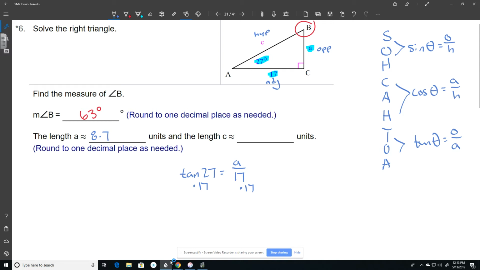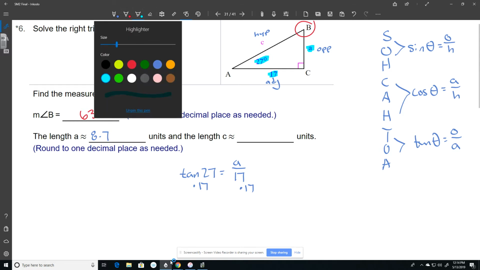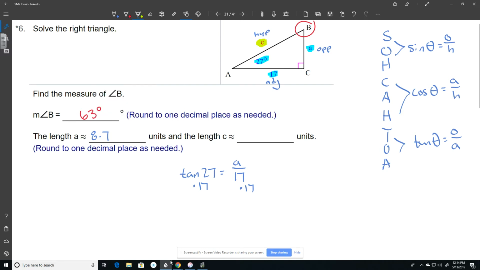But now I want to find C, which is right here. And I'm going to use the same angle, and I'm going to use this same side that I started with. So this time I'm using the hypotenuse and adjacent sides. So adjacent and hypotenuse uses cosine. So I'm going to say the cosine of my angle, 27, equals the adjacent, 17, divided by the hypotenuse, which is what I'm looking for, which is my C. And now I need to get C alone. So let's times both sides by C.